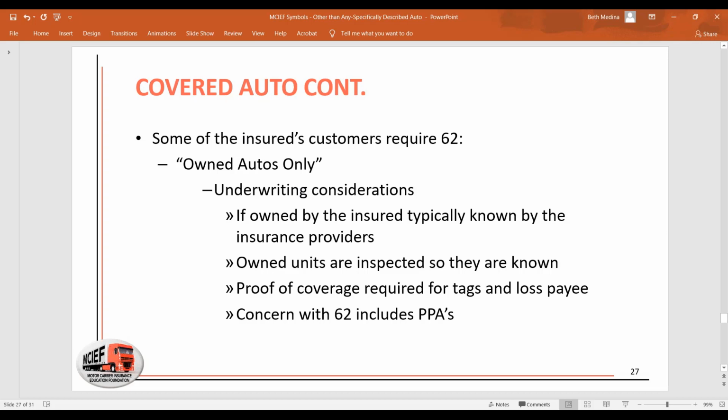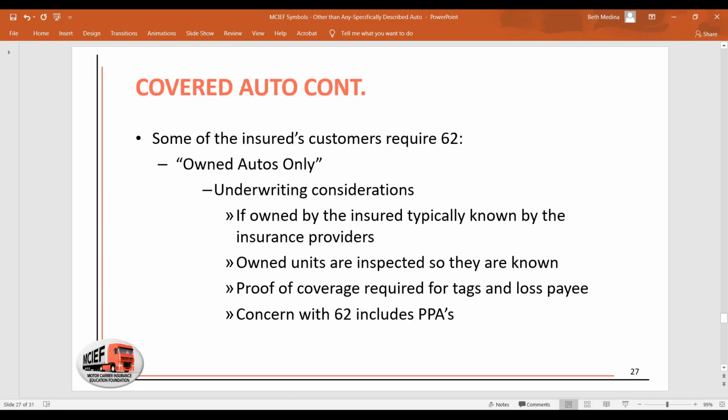And I've had this come up in a couple of cases, and I've talked to our underwriters about it. Underwriting consideration: if owned by the insured, typically it's known by the insurance provider. Why? Those are the vehicles being inspected all the time. We know about those. And a lot of times we've had proof of coverage, either for physical damage or for license plate purchase. So owned autos are pretty easy to quantify how many our insureds have.